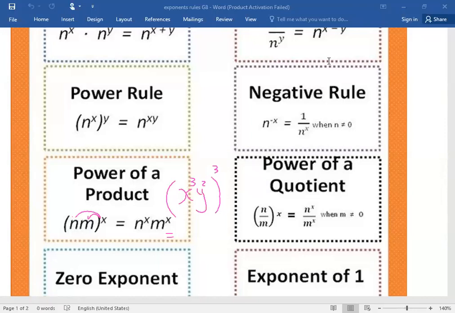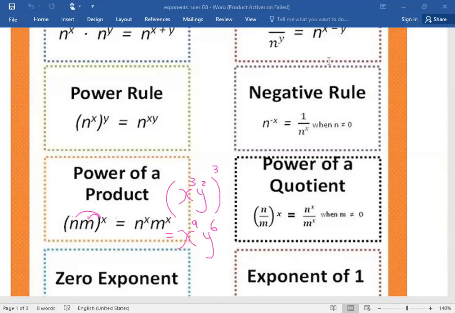X to the power of 3 multiply 3. Thank you so much. Yes, we have to keep the variable which is x, and then I'm going to multiply 3 times 3, it will be equal 9. After that, I have y, 2 times 3, it will be equal 6.